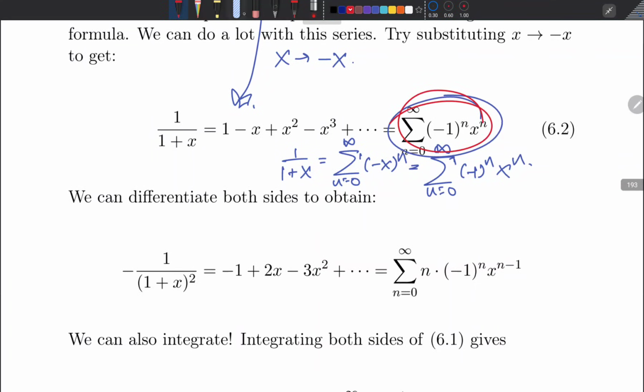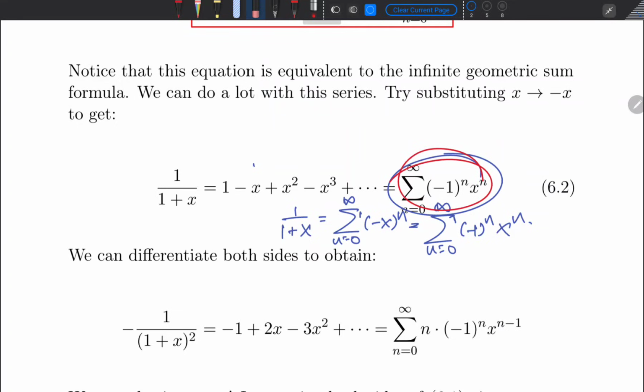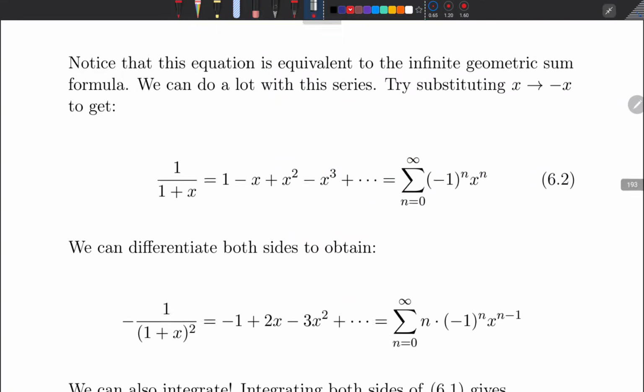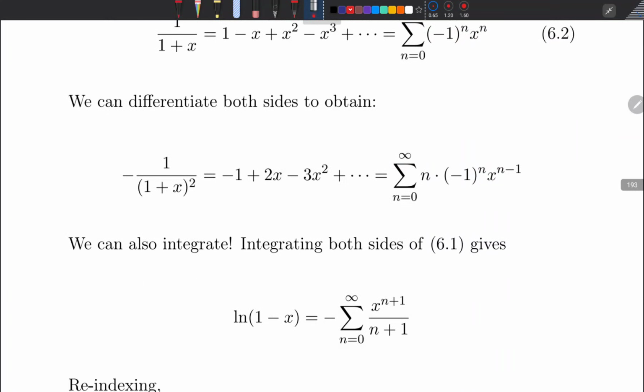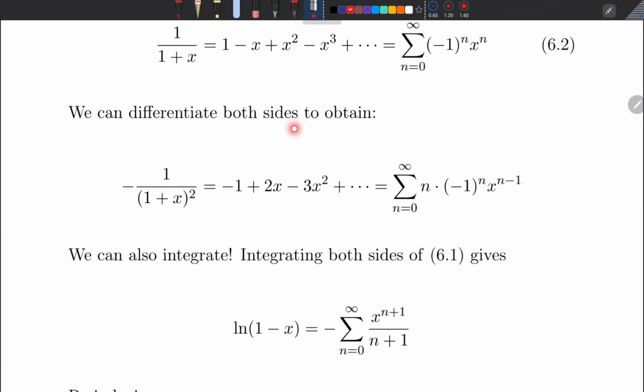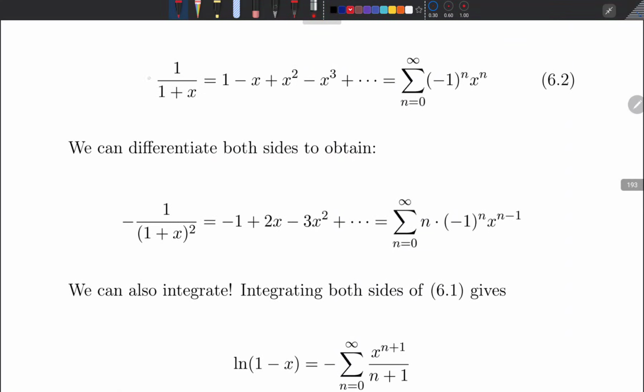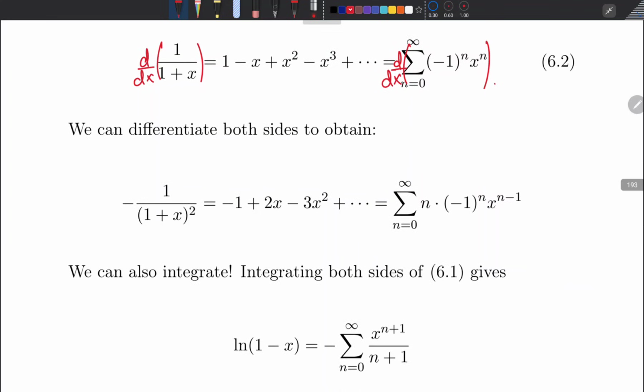I hope you can see that down there. It's pretty easy to understand. So 1 over 1 plus x can also be represented as the sum as n goes from 0 to infinity of minus 1 to the n times x to the n. Now we can differentiate both sides with respect to x to obtain the differentiation of this part.